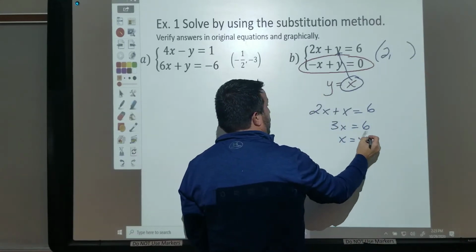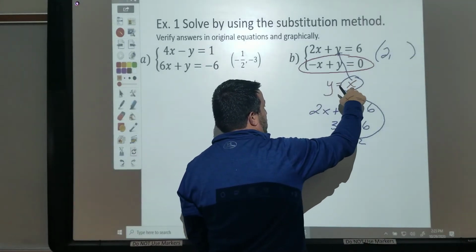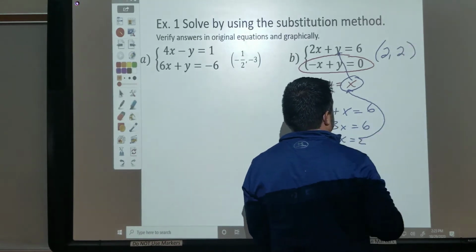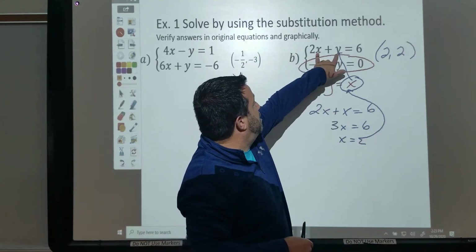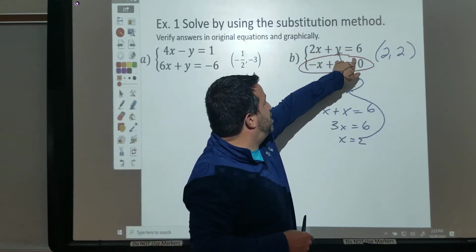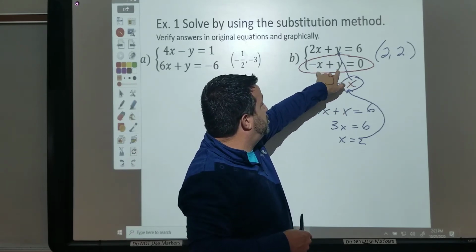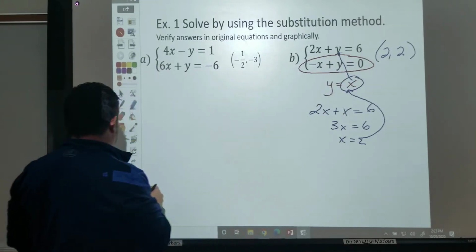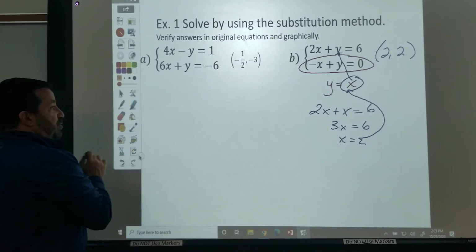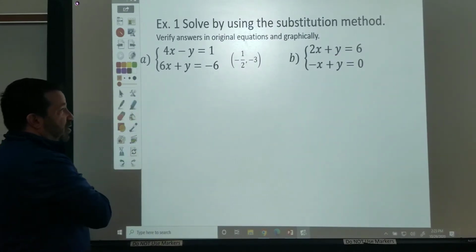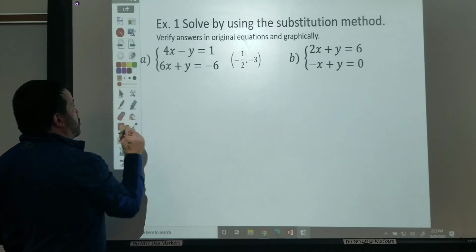Go back here, plug it back in here, not a whole lot to do. Y equals x, so that's also 2. So plug it back in. All right, so 2 times 2 plus 2 does equal 6. The opposite of 2 plus 2 does equal 0, so it does work in that one as well. Okay, so I don't want to spend too much time on that. If you are confused on something, you can ask me during our Google Meet Live.